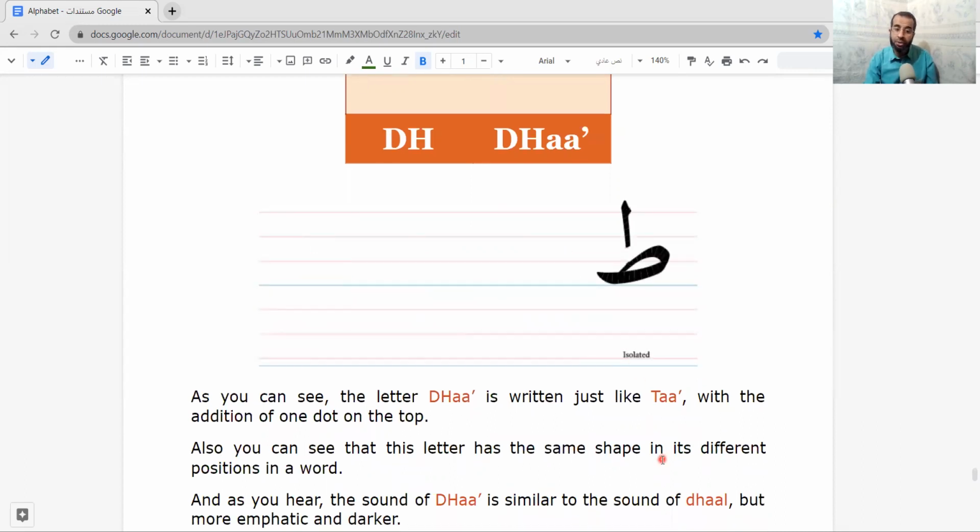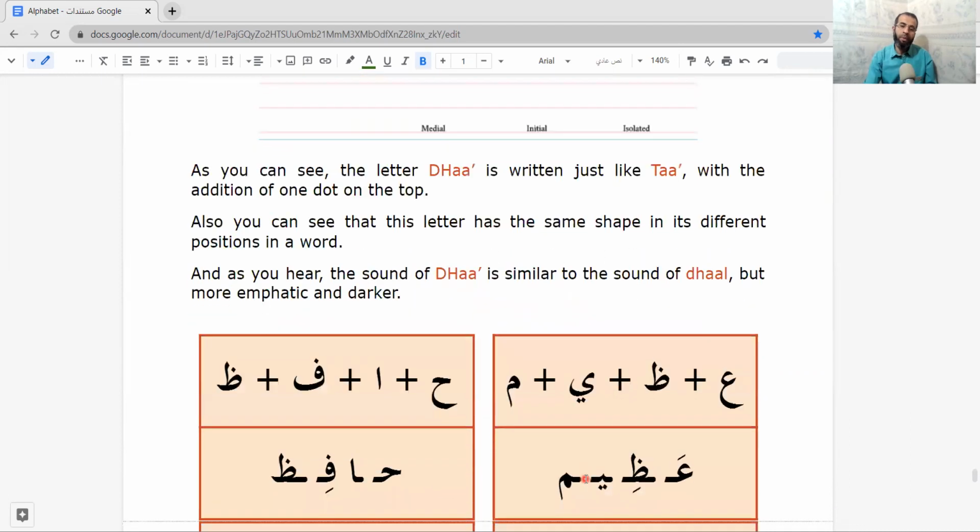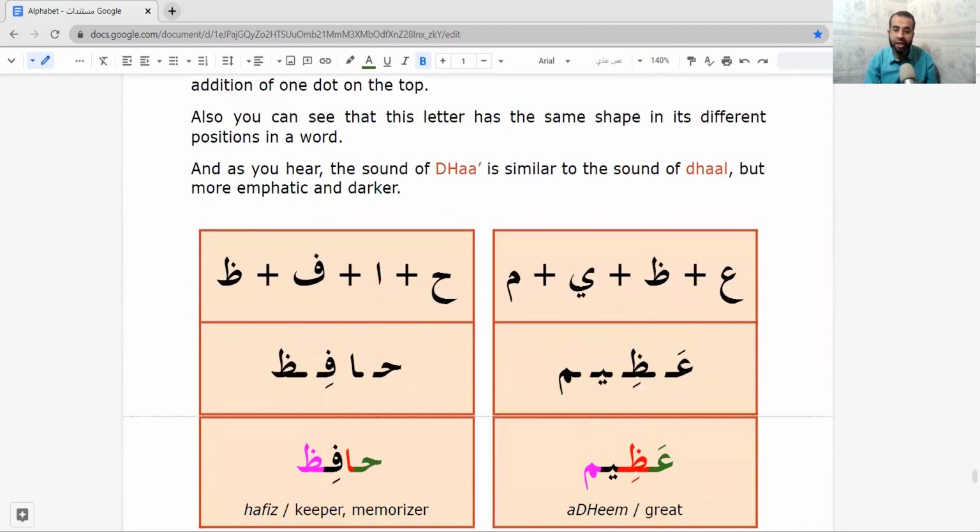Va. As you hear, the sound of va is similar to the sound of dhal. You remember dhal? But here in va, it's more emphatic and darker. Let's read this word, which means great. Ain, va, ya, mim. عظيم. Va has kasra followed by long vowel E.